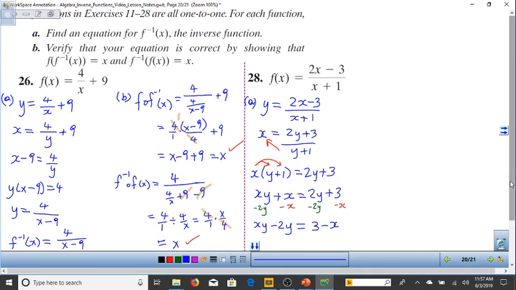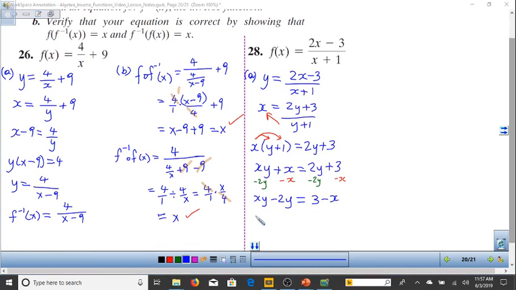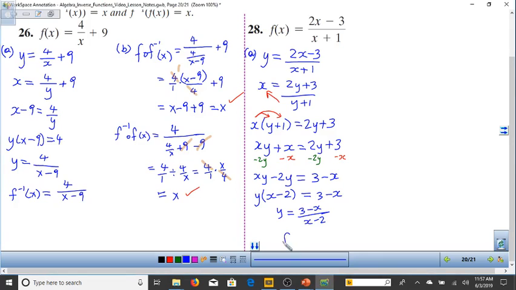And then what I will do is factor out y. That leaves me with x minus 2 on the left. And on the right hand side, I just have 3 minus x. Then when I divide both sides by x minus 2, I get y equal to 3 minus x over x minus 2. So that means that f inverse of x is 3 minus x over x minus 2.